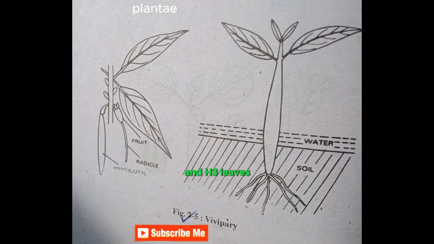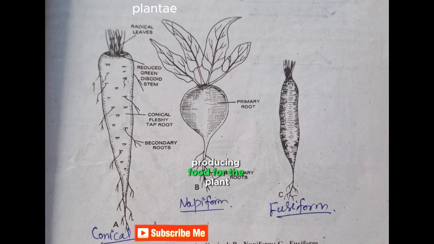Leaves. Leaves are the food factories of plants. They use chlorophyll to capture sunlight and perform photosynthesis, producing food for the plant and oxygen for the environment.